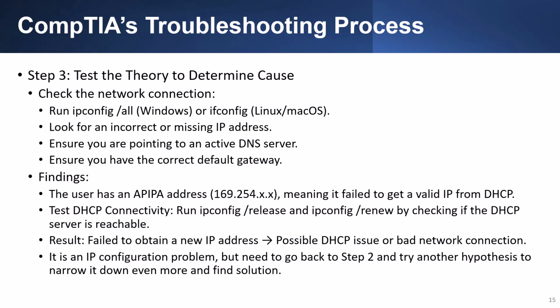Findings. The user has an APIPA address starting with 169.254, meaning it failed to get a valid IP from DHCP. Test DHCP connectivity by running ipconfig /release and ipconfig /renew, checking if the DHCP server is reachable. Result. Failed to obtain a new IP address. Possible DHCP issue or bad network connection.